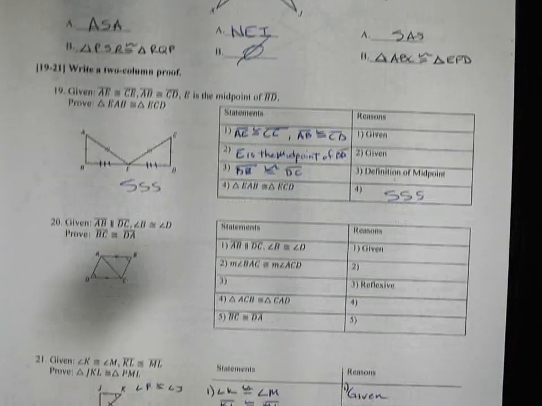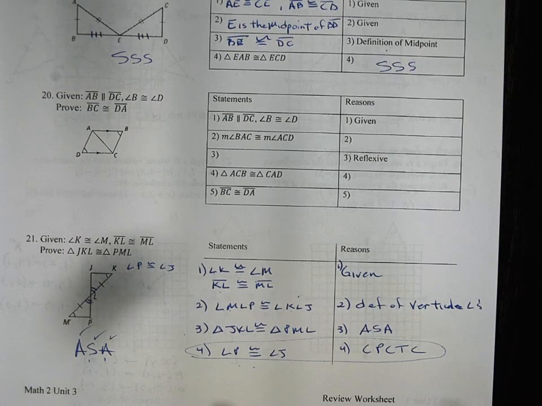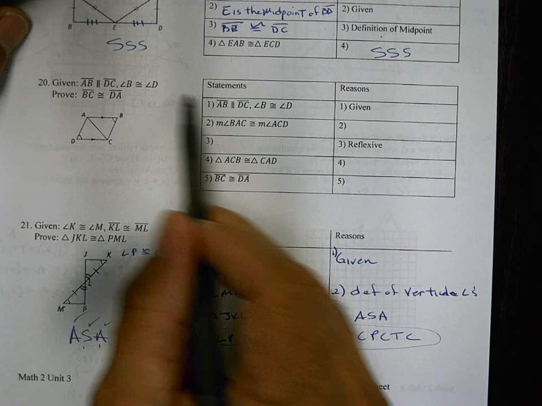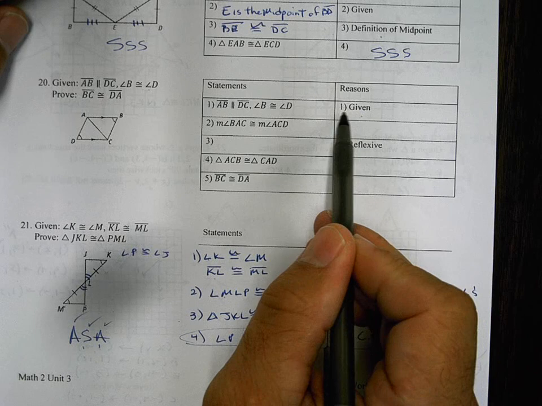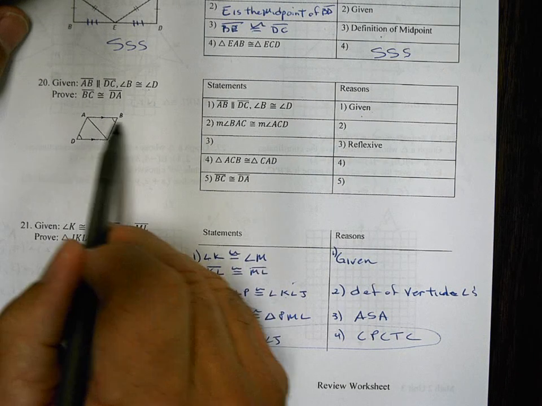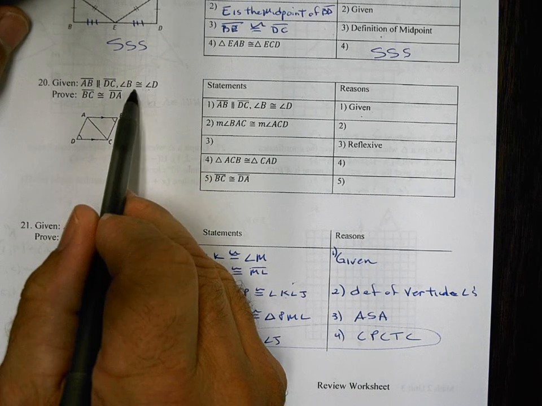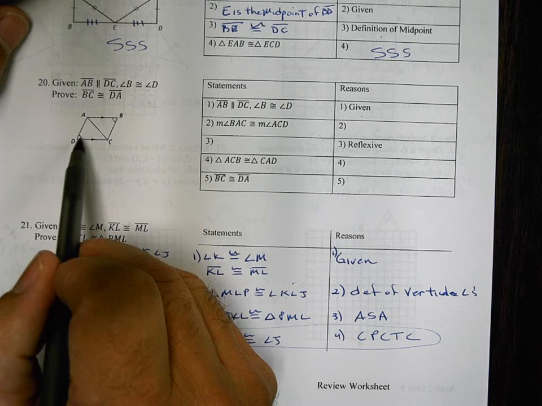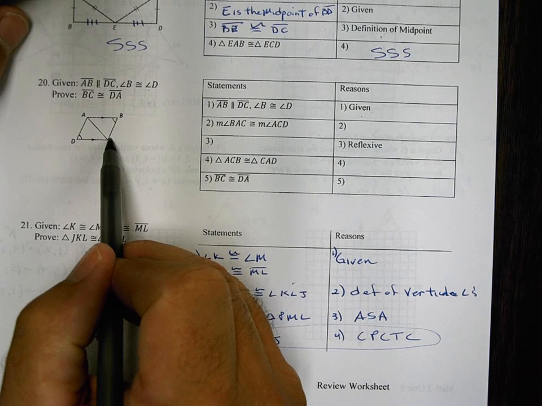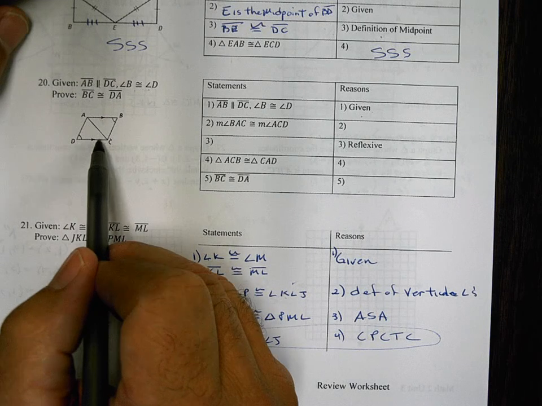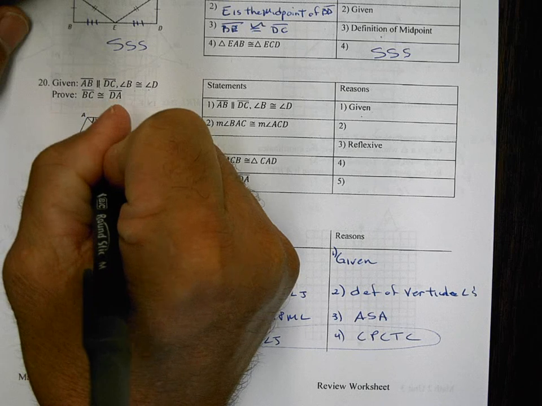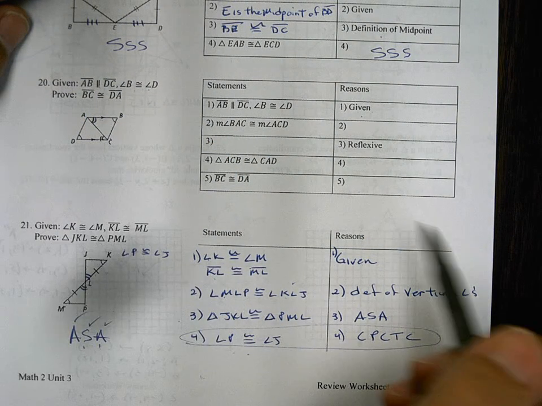Okay, moving on to our first proof with number 20. Let's see what we got here. Number 20. Okay, first things first, given, and then we just write given here. And let's see, we know that the given information is already put up here. We know they're parallel, and we know that angle B and angle D are congruent. And then it says the measure of angle BAC is congruent to the measure of angle ACD. Okay, and we know that these two guys are congruent.